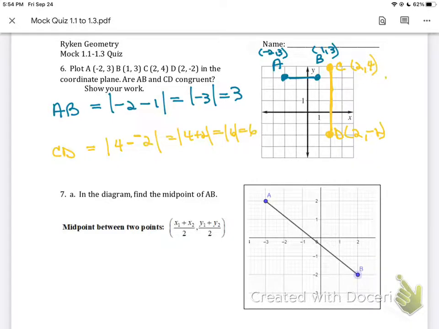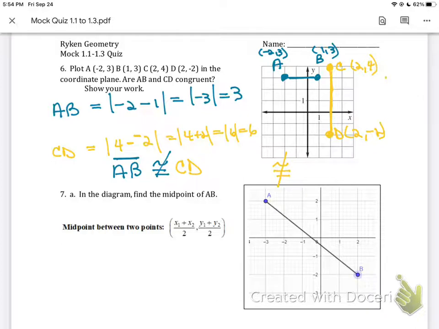So I'm going to say that, let me change my color again, that AB is not congruent. Okay, so line segment AB is not congruent to line segment CD. And that symbol that I wrote, this is congruent, this is not congruent. Okay, we have a couple more problems.